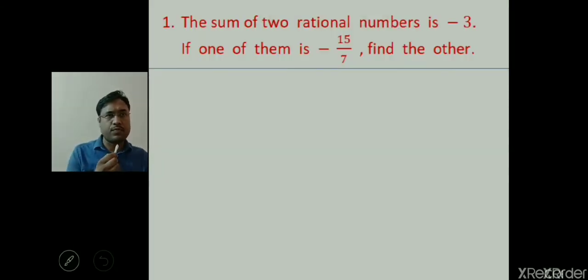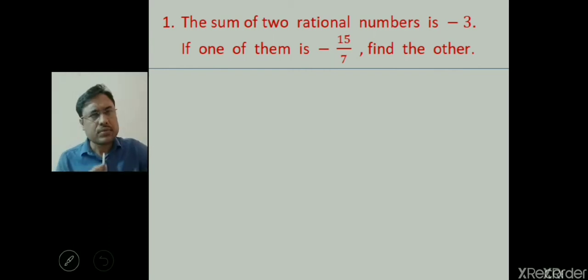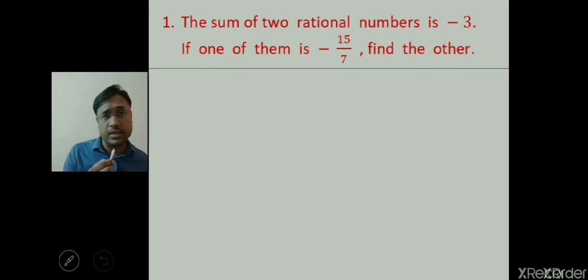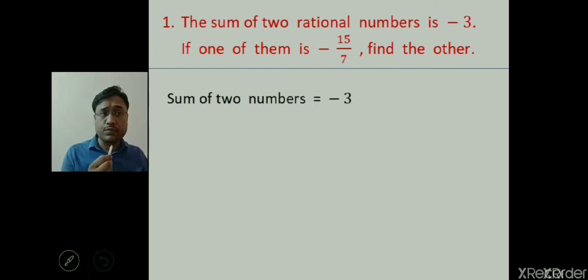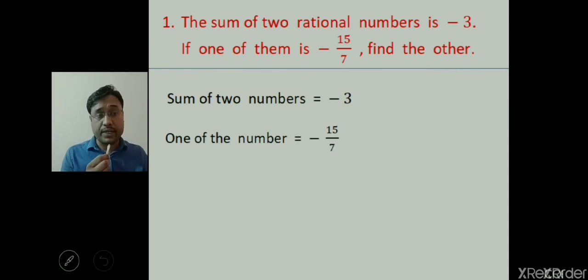Now try to understand this problem: the sum of two rational numbers is minus 3. If one of them is minus 15 by 7, then find the other number. You can do it in two methods. In the first method, the sum of the two numbers is minus 3 and one of them is given as minus 15 by 7, so we subtract the given number from the sum of the two numbers, then we get the other number.